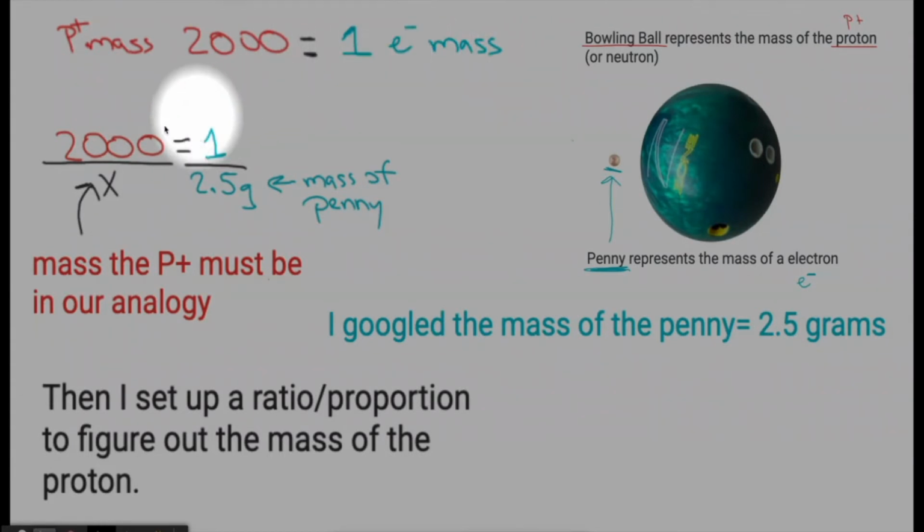So here's how I set it up. 2,000 equals the 1, right? So that's the ratio right there, okay? Now, this is what I Googled, right? The penny. This is going to be something you make up that's personalized to you. The mass of the penny. You could do an earring, your ring, whatever. I had a student last hour do an AirPod, one AirPod, right? You can Google that mass on your own. So then this is what the mass of the proton must be in our analogy.